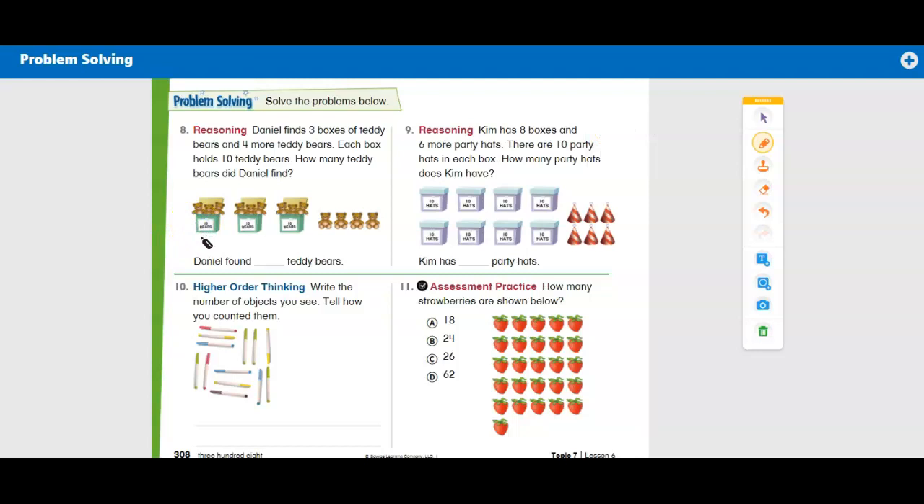It's important to remember that each box has 10 bears in it. Then you have your extras. You will need to add together all of the bears to find the total number and write it in the blank for number 8.